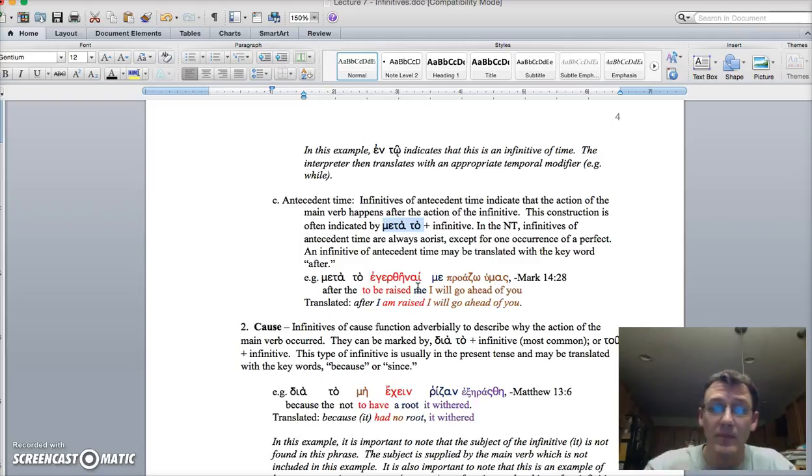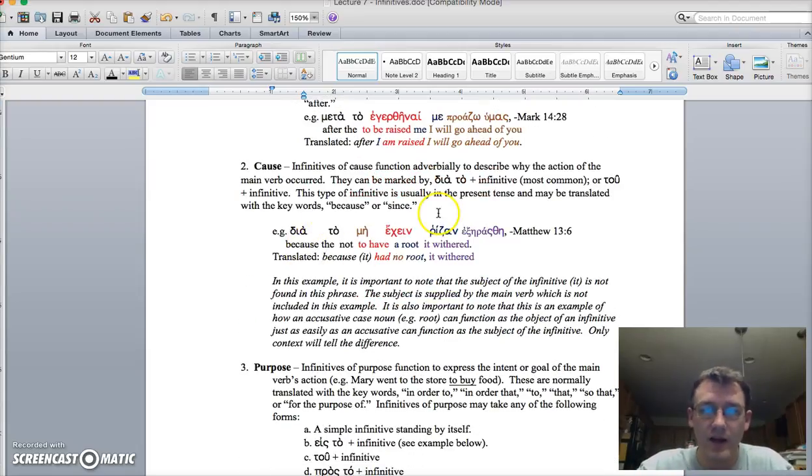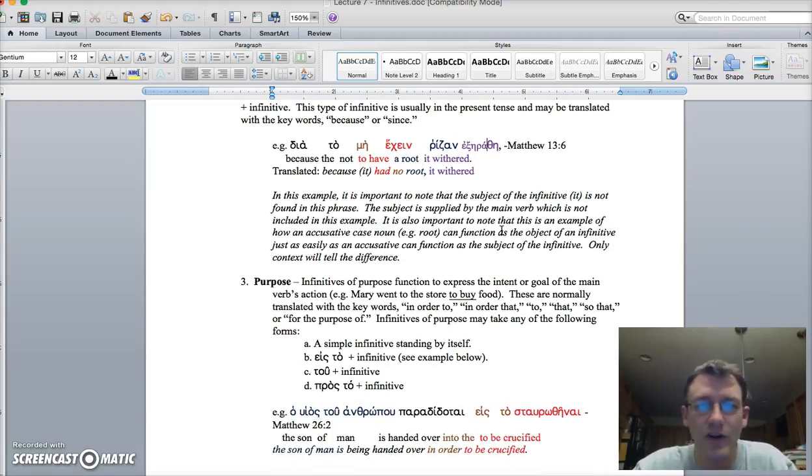Okay. Then we move on to causal. In causal, you are looking for dia to plus the infinitive, or just the article to with no preposition. Okay, so here we have dia to plus the infinitive to have. So it is because it had no root. There's no subject, so you just imply an it. And then the me is a negation. So because it had no root, it withered. Exeranthē is the main verb of the clause. And actually, I'm seeing a little error here, so I'm going to change. Well, there you go. It's wrong, but that's neither here nor there. It won't mess you guys up at all.